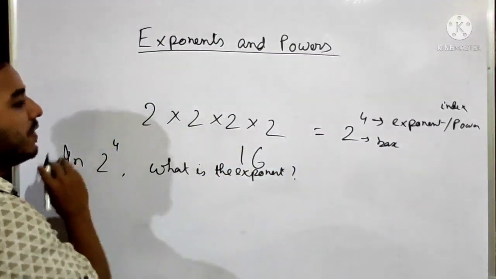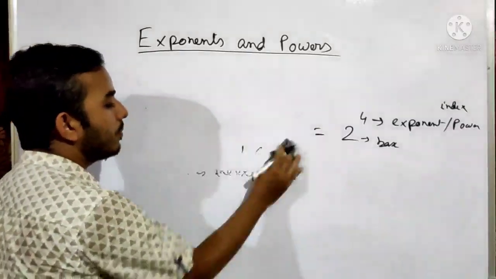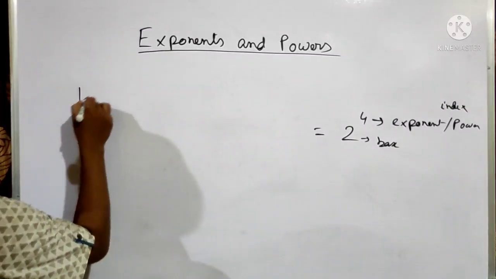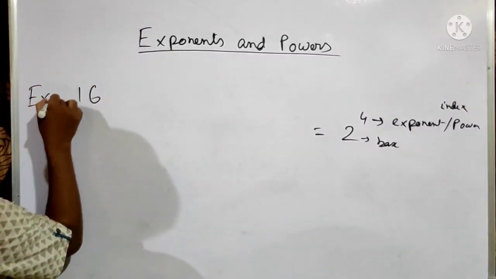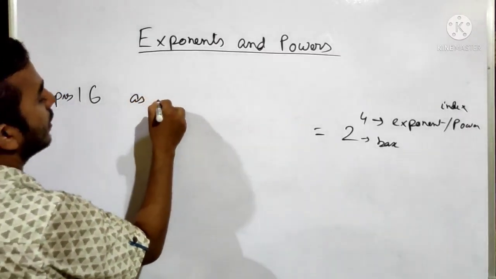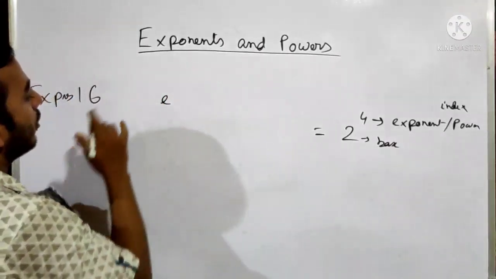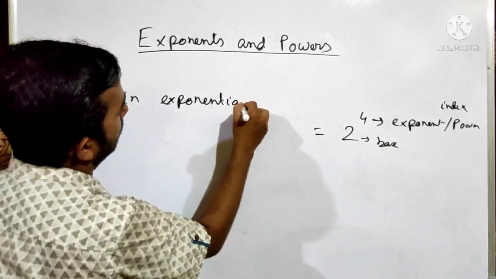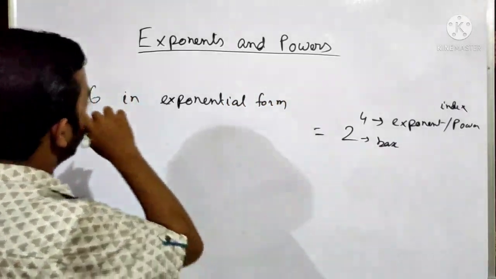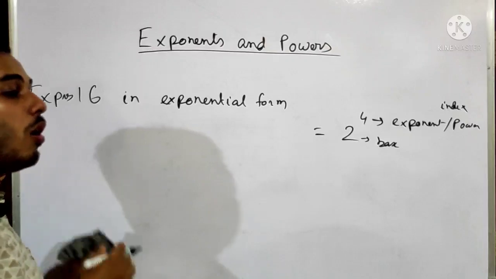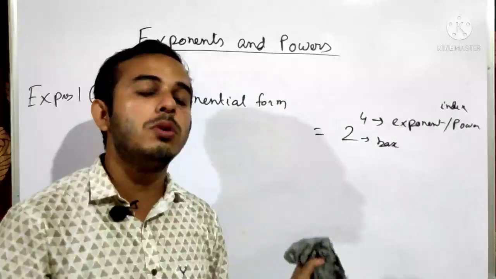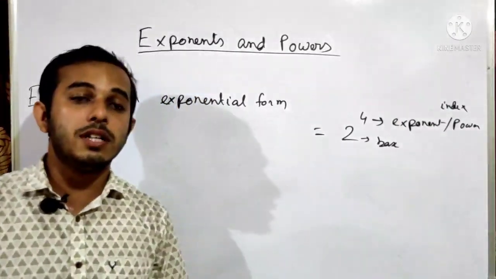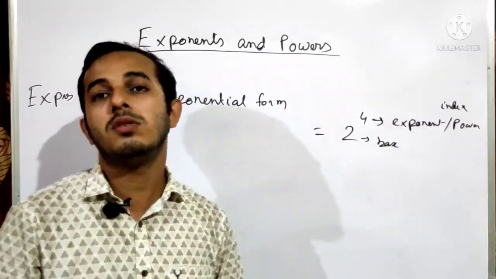Okay, now a number is given. If it is asked to express it in the exponential form, for example, express 16 in exponential form, how do we do that? We have to find the factors of 16. That is, multiplying which numbers we can get 16. This is known as factors.